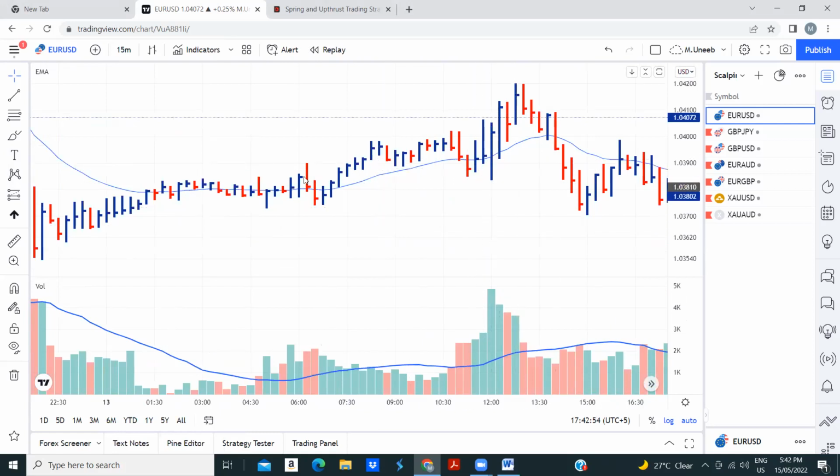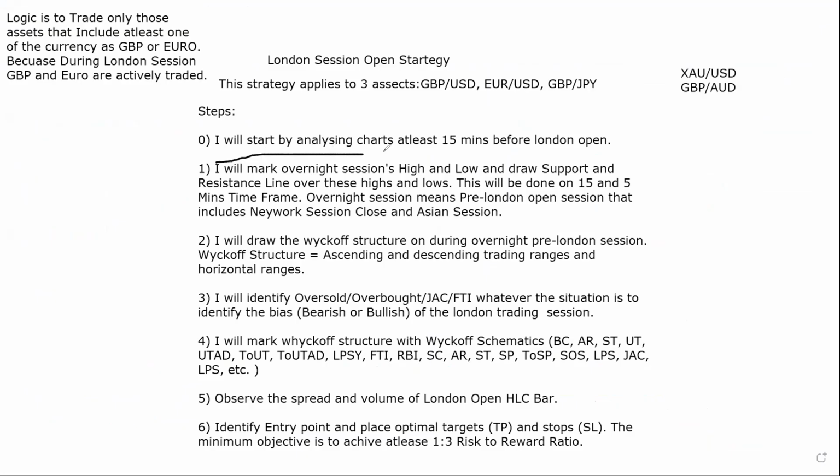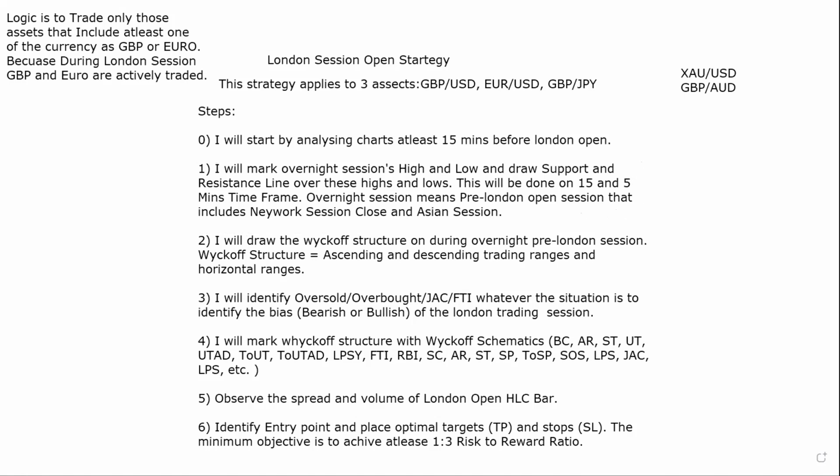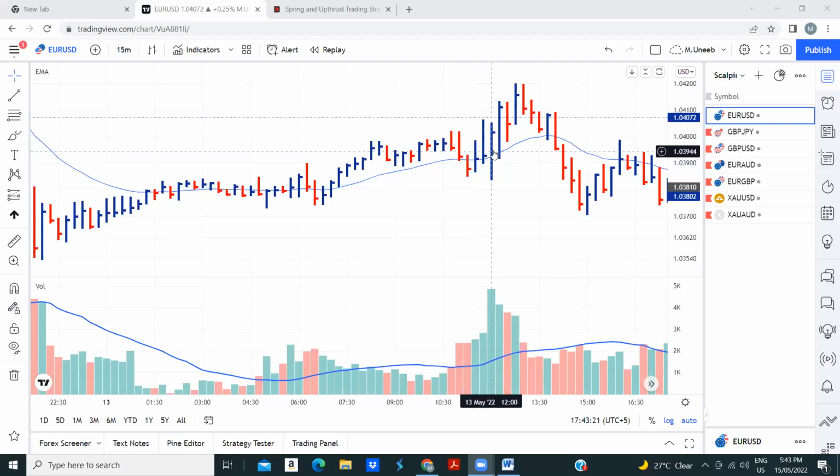The second thing we need to do here, as I told you, is I will mark the overnight session's high and low and draw support and resistance over the session, okay? So what does it mean, overnight session? This is the London Open at 12 p.m. I will start analyzing the chart roughly around here at 11:45, which is 2:45 p.m. your time, right?